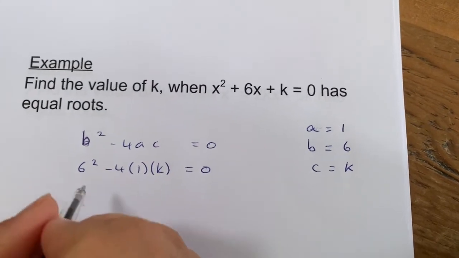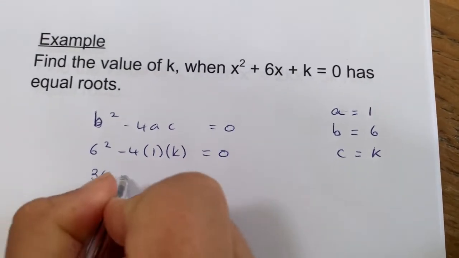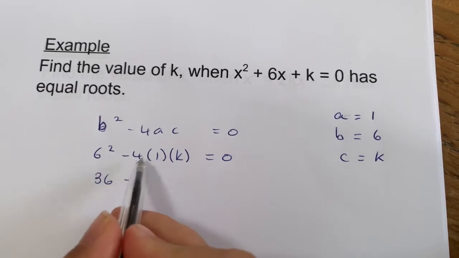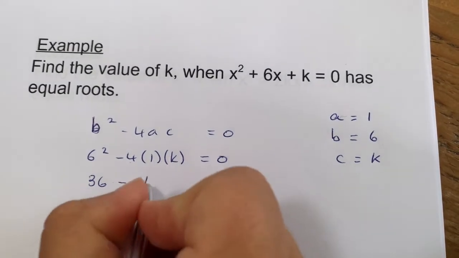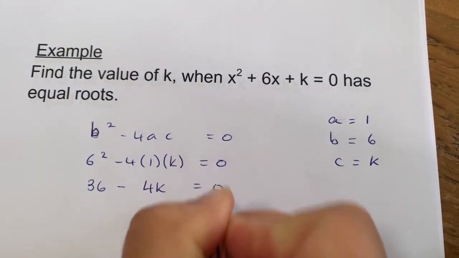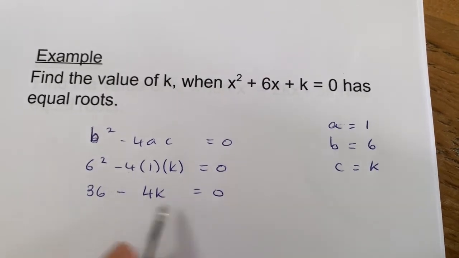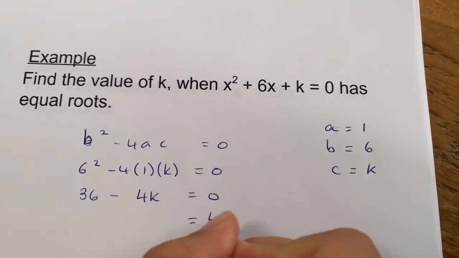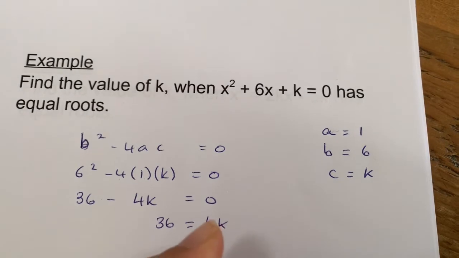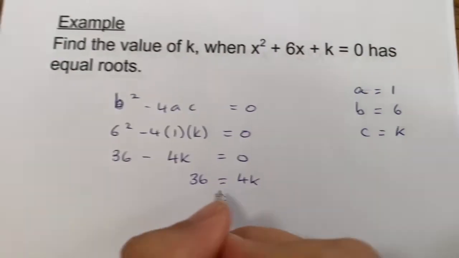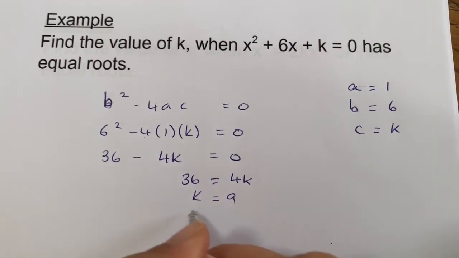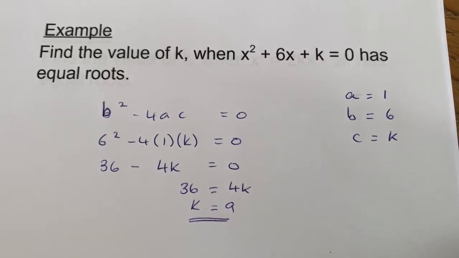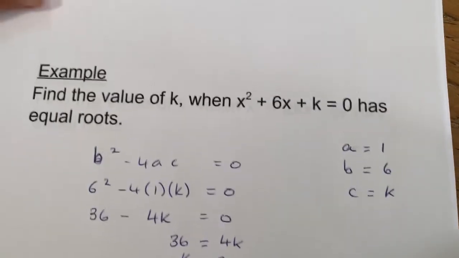So working this all out, I've got 36. 4 times 1 is 4, so 4 times k is 4k, and that equals 0, and then it's just simply a case of solving that for k. So take the 4k over to the other side, leaves you with your 36, and then divide by 4. So k equals 9. Okay, right, that's the first easiest example.